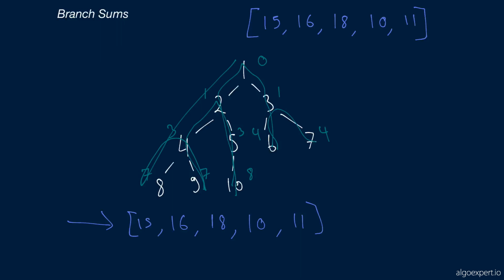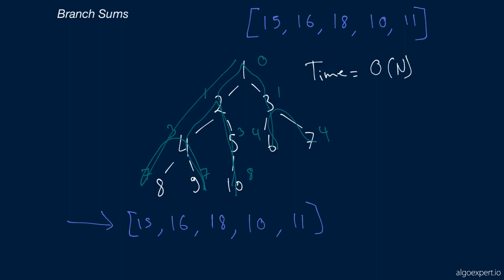So as far as space-time complexity, this algorithm is going to run in O of n time, where n is the total number of nodes in the binary tree. So we're going to write time equals O of n. Why is it O of n? Well, we have to traverse through all of the n nodes in the binary tree, to account for each of their values when we're calculating the various branch sums.